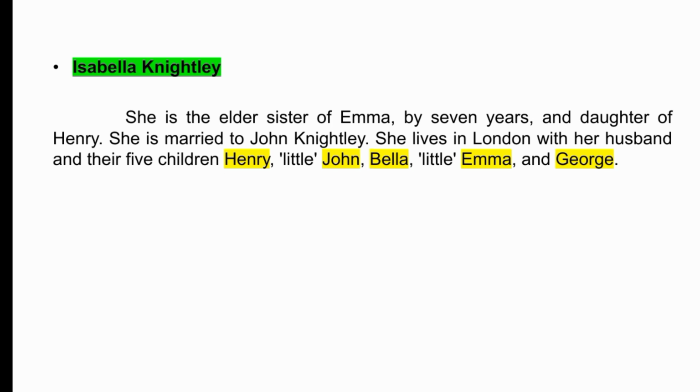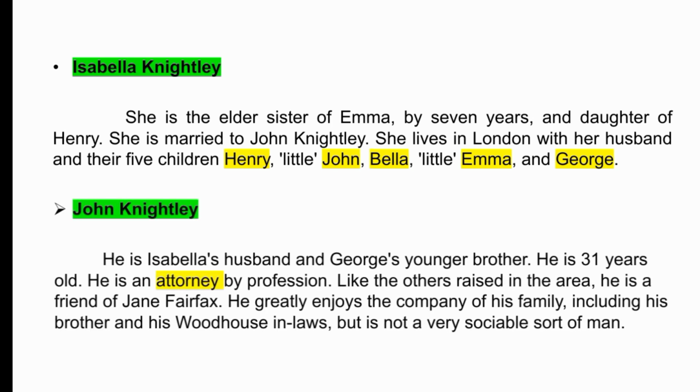Isabella Knightley. She is the elder sister of Emma by 7 years and daughter of Henry. She is married to John Knightley. She lives in London with her husband and their 5 children. Henry, Little John, Bella, Little Emma, and George are the children of John Knightley.